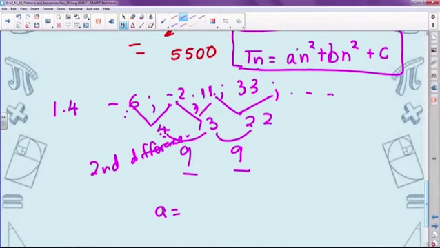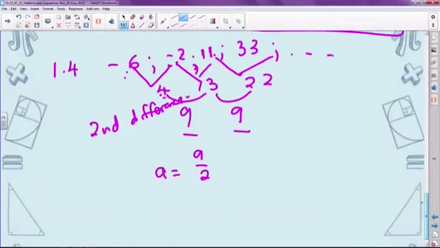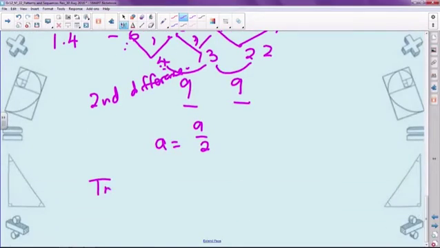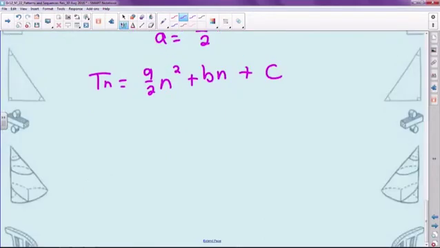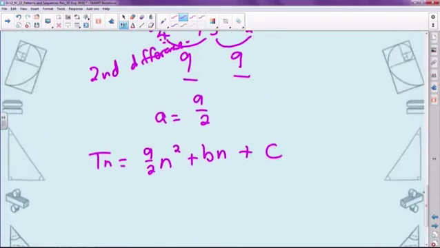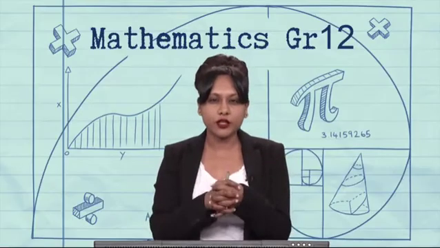So A in your general term is going to be your second difference, which is 9, divided by 2. So I've got the value for A in my sequence. I've got Tn is equal to 9 over 2 n squared plus Bn plus C. Now, there are different methods to work out the values of B and C. The most commonly used method is to use simultaneous equations.